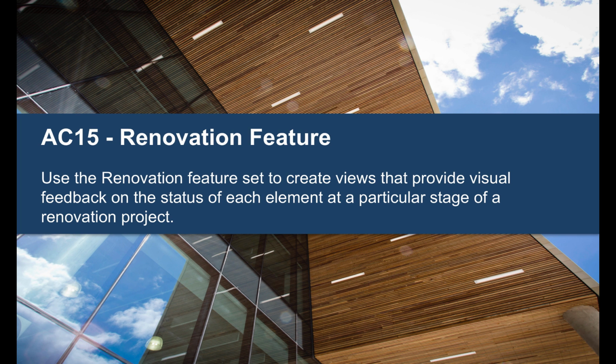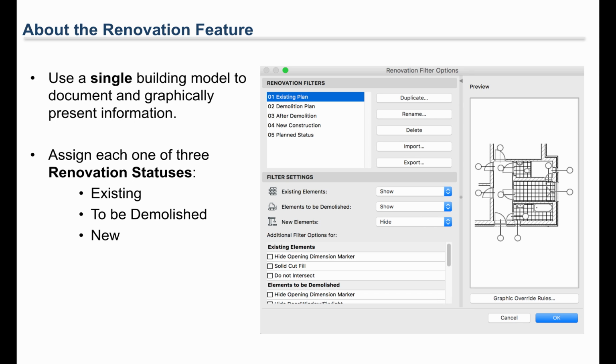ARCHICAD 15 introduced the Renovation feature. You can use the Renovation feature tool to create views that provide visual feedback on the status of each element at a particular stage of the renovation project. The Renovation feature is a tool within ARCHICAD that allows for multiple stages of construction to be modeled simultaneously. This is very beneficial because we're able to use a single model for all phases of construction. This is highly efficient and eliminates multiple model files and reduces our workload.